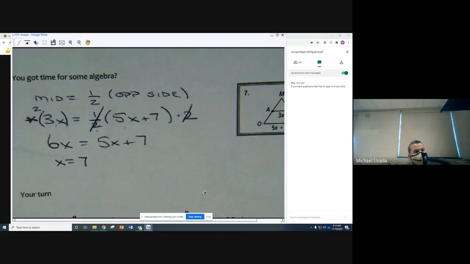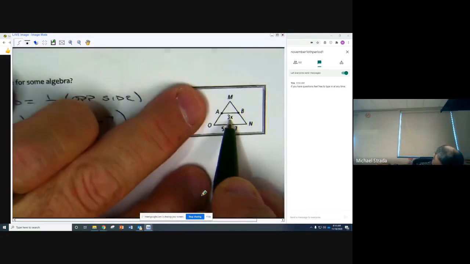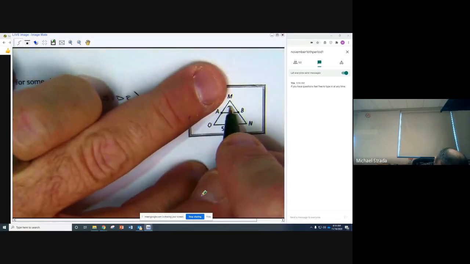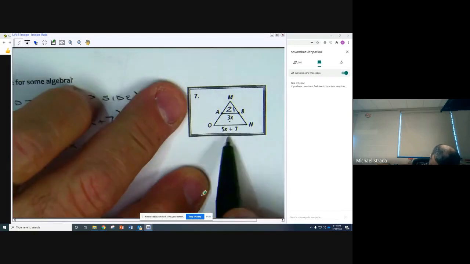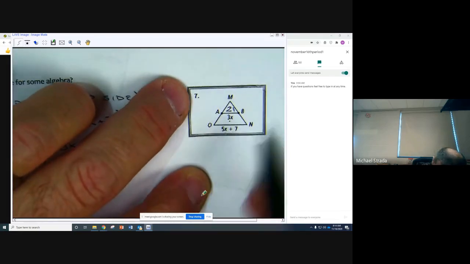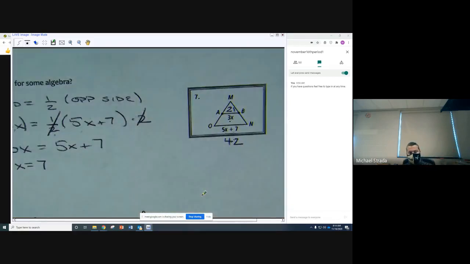If you're then asked to find lengths, you take that 7 and plug it back in. 3 times 7 is how much? 21. 7 times 5 is 35. 35 plus 7 is 42. Is the mid-segment half of the segment? Absolutely. Verifies that we did it correct.